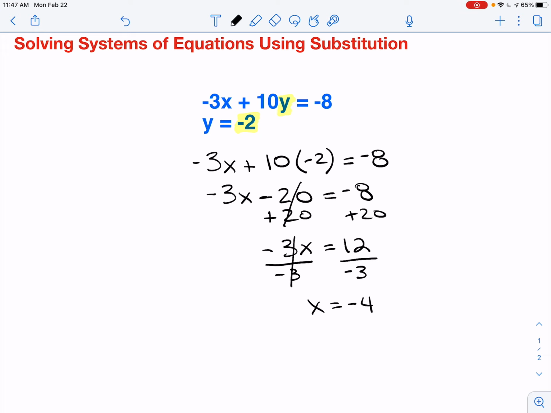Now, once you get what your y equals and what your x equals, you want to write it as an ordered pair. So I know my x value is -4. My y value, if I go back up to my original equation, I had that y equaled a number. It was -2. So there's my ordered pair. I don't have to solve anything else. I have my x value and my y value, and the solution to this system is -4, -2. Let's look at another example.